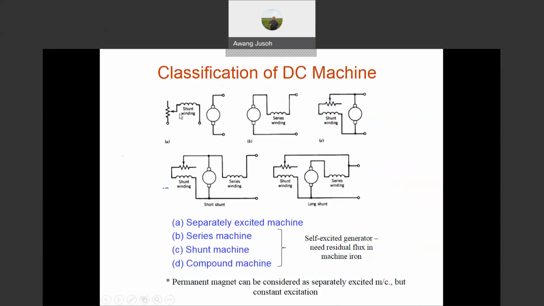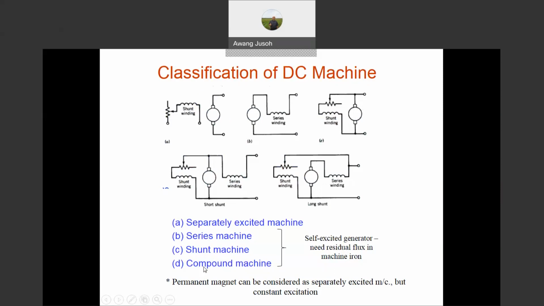Number B, we have series winding. In this, the series coil is connected in series with the armature. So that's why we call it a series machine. It can be a generator or motor, doesn't matter. It's a series machine. And the third one here, we call it shunt, because we connect the shunt winding in parallel. We connect the field winding in parallel with the armature winding. So this kind of machine, we call it the shunt or parallel machine.